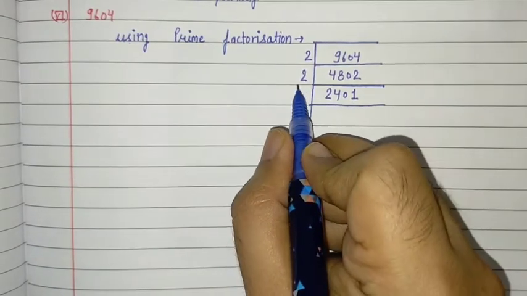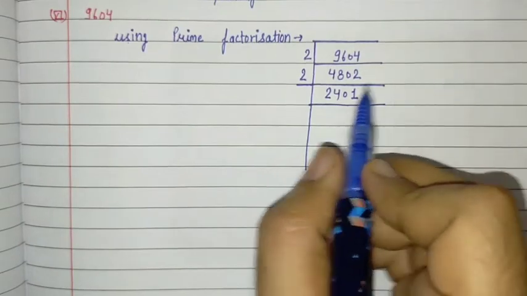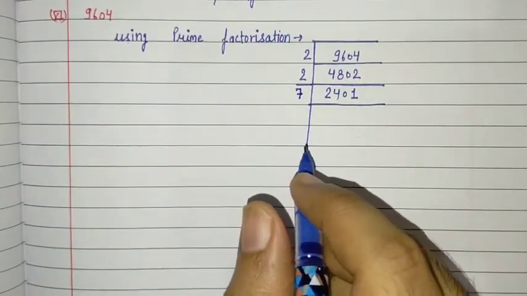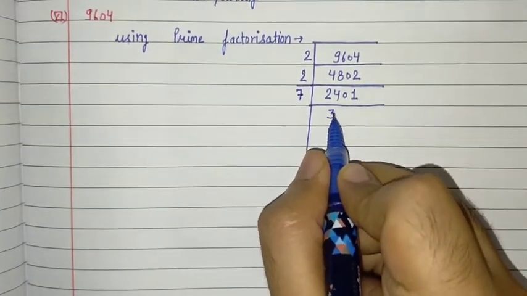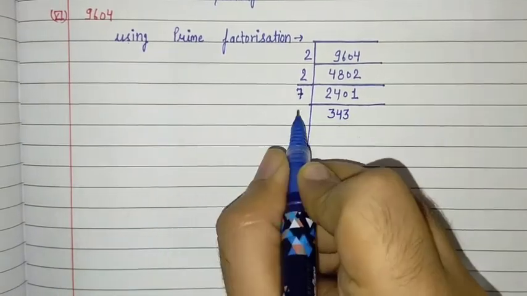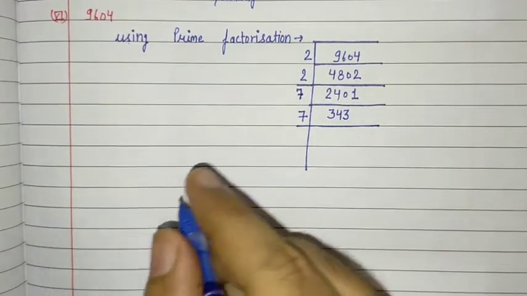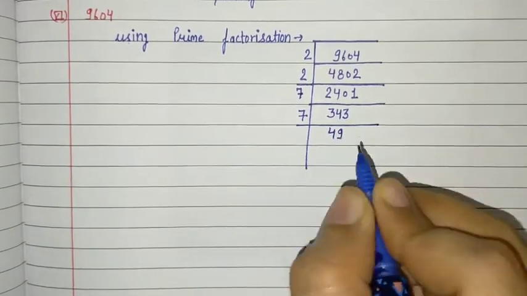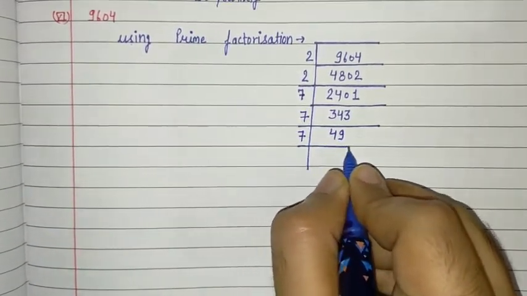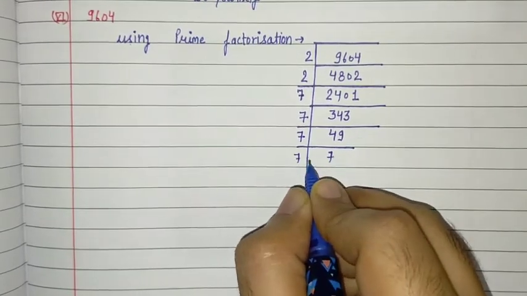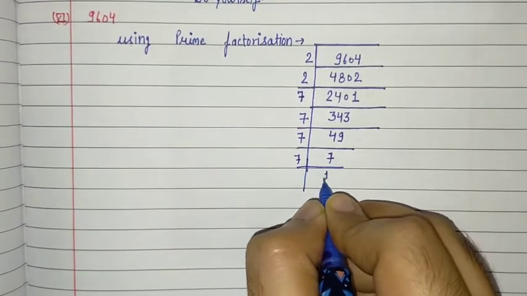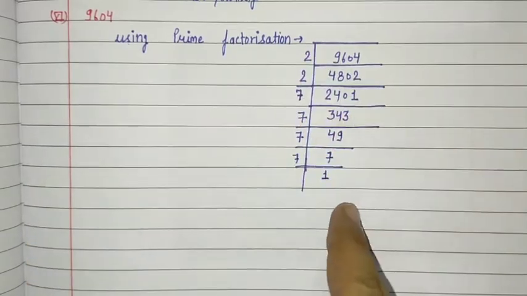Now you can check with 7. In your rough notebook you can divide by 7. You will get 343. Again this number is divisible by 7, so you will get 49. Again with 7, so 7 times 7 is 49, and then 1. Finally, prime factorization is done.